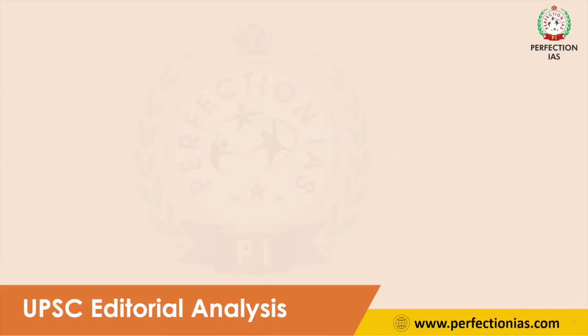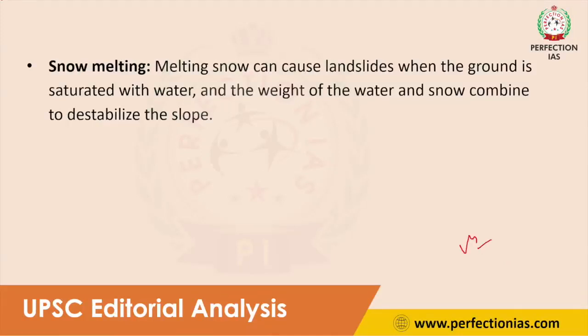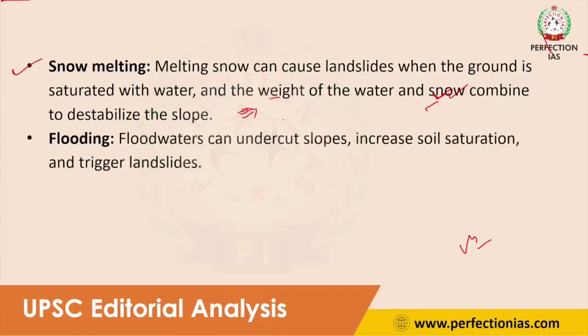Apart from this, landslides will also happen due to snow melting. In regions of the Himalayas, melting of snow can cause a landslide when the ground is saturated with water and the weight of the water and snow combine to destabilize the slope, which will further lead to landslide. Because of this melting of snow, many landslides occur in Uttarakhand, Himachal Pradesh and the surrounding regions of the Himalayas. The next is flooding.